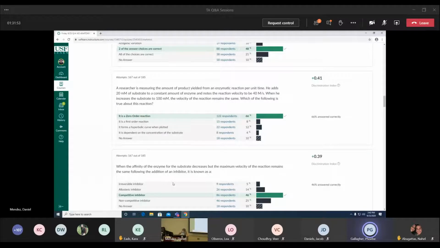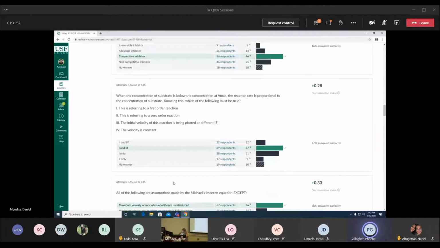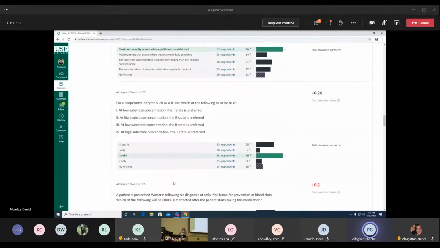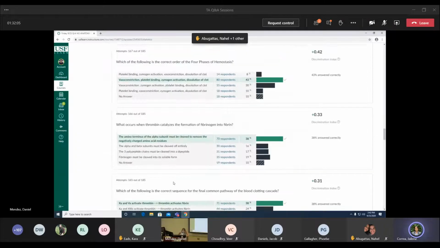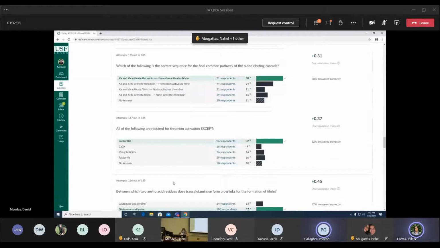Jaylene, which one was question 19? It's the one regarding the pathway of the blood clotting cascade. Okay, is that the one with the arrows? This one right here? Bingo. I think I got it. It's that one, Jaylene? That one, yeah.